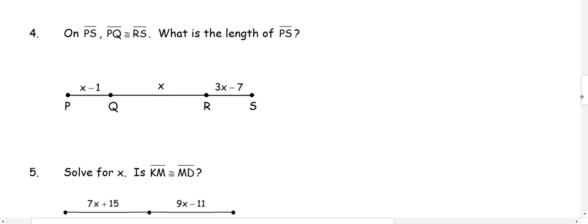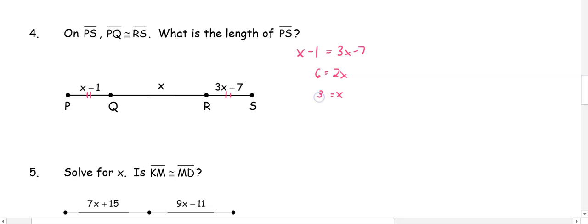In number 4, on PS, PQ is congruent to RS. What is the length of PS? So we were told that PQ is congruent to RS, so we can set those equal. x minus 1 equals 3x minus 7. So we get 6 is equal to 2x.